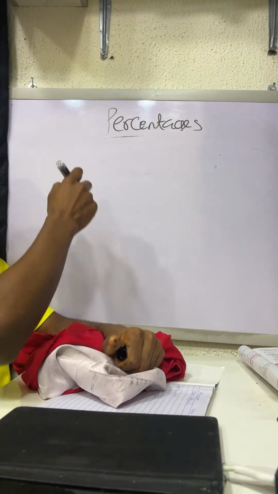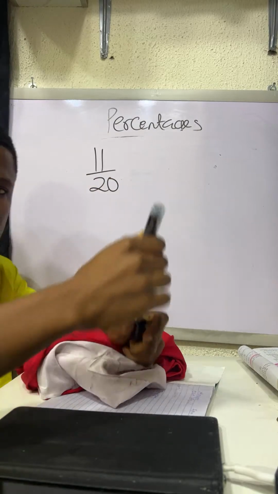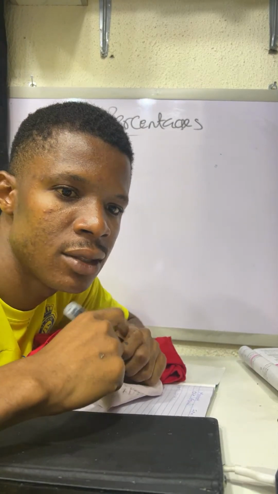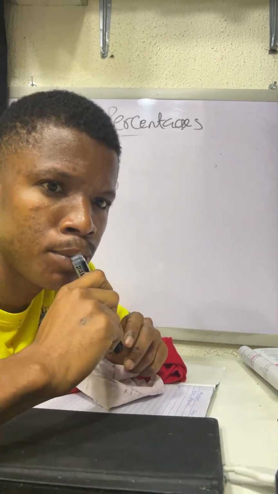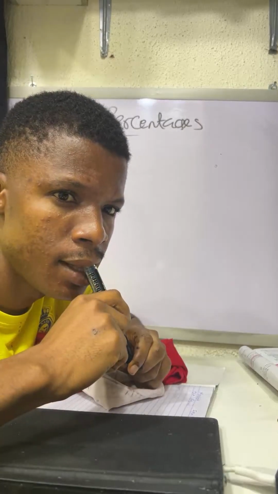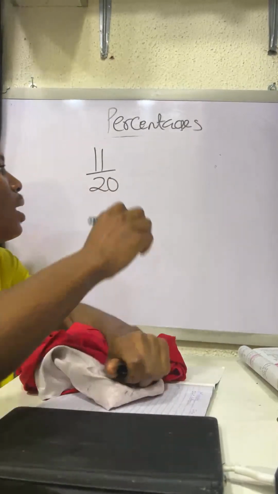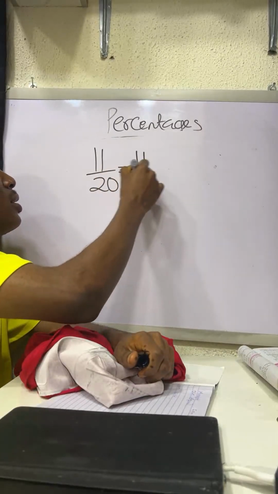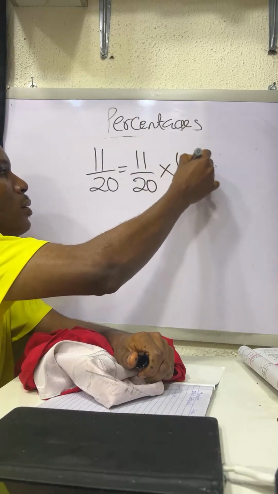Let's look at the next one. We have 11 over 20. We are expected to convert it to percentages. How do we do that? It is very, very simple. This is 11 over 20. To do it, you multiply by 100 over 1.